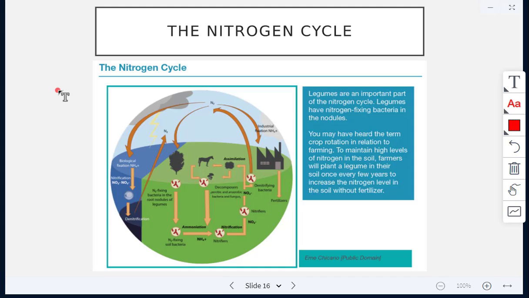All right, so this diagram here is just showing the nitrogen cycle and how the legumes are an important part of the nitrogen cycle because they contain that nitrogen fixing bacteria in their nodules. Another thing here is if you've heard of crop rotation in farming, this is when farmers rotate their crops over the years so that different crops are being planted, and this is necessary to maintain high levels of nitrogen in the soil. Farmers will plant a legume in their soil once every few years to increase the nitrogen level in the soil without having to use fertilizer.